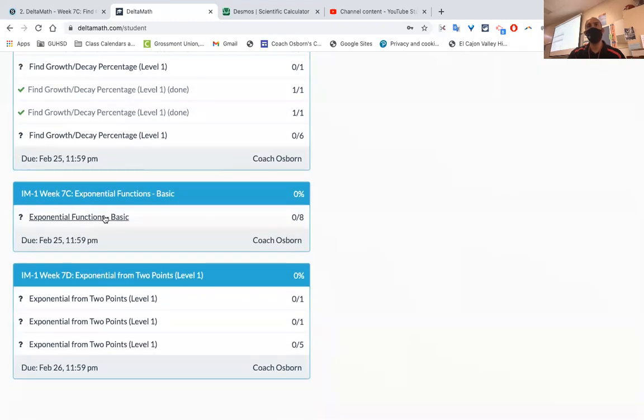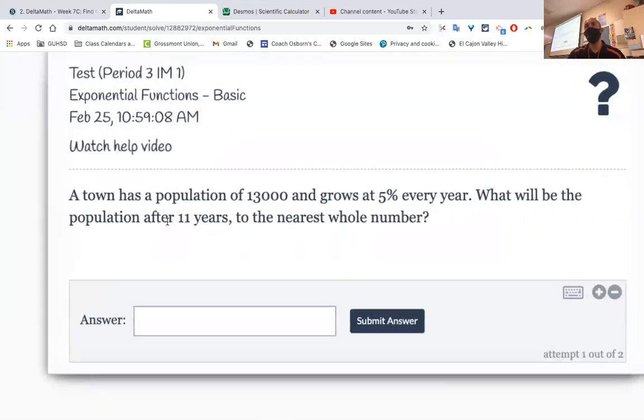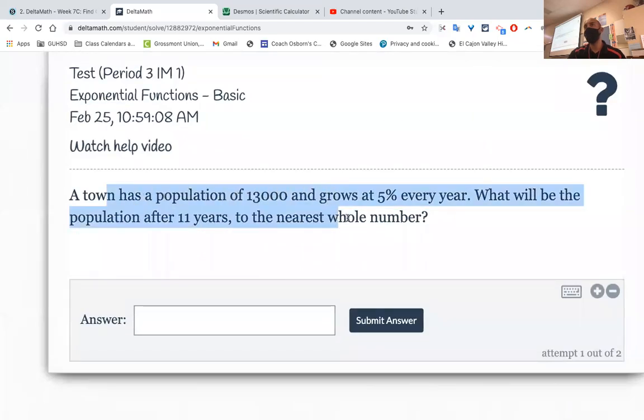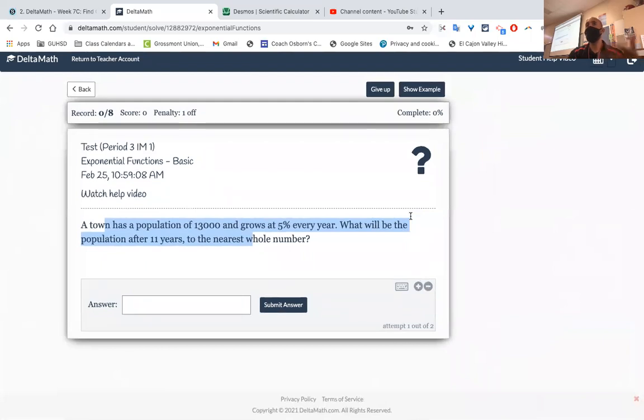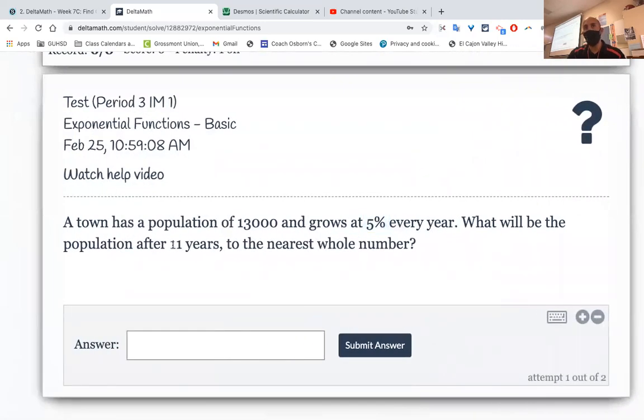All right, so now if I'm going down here to exponential functions basic. It's going to give you some numbers for an equation. You have to create an equation and then use that equation to find a value. So here it says a town has a population of 13,000 and it's going to grow every year at 5%. It's asking what will be the population after 11 years. So you need to make an equation and then we're going to plug in 11 to figure out how many people there will be in 11 years. And then we want to round it to the nearest whole number because we're talking about people.